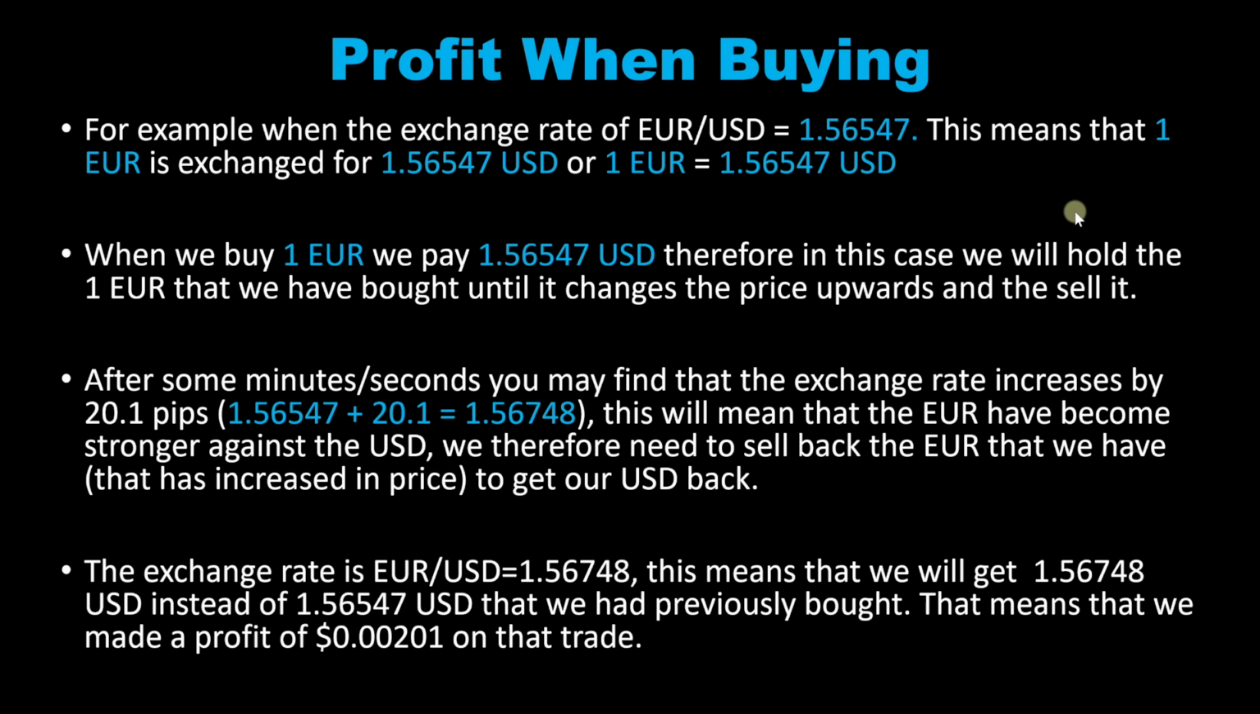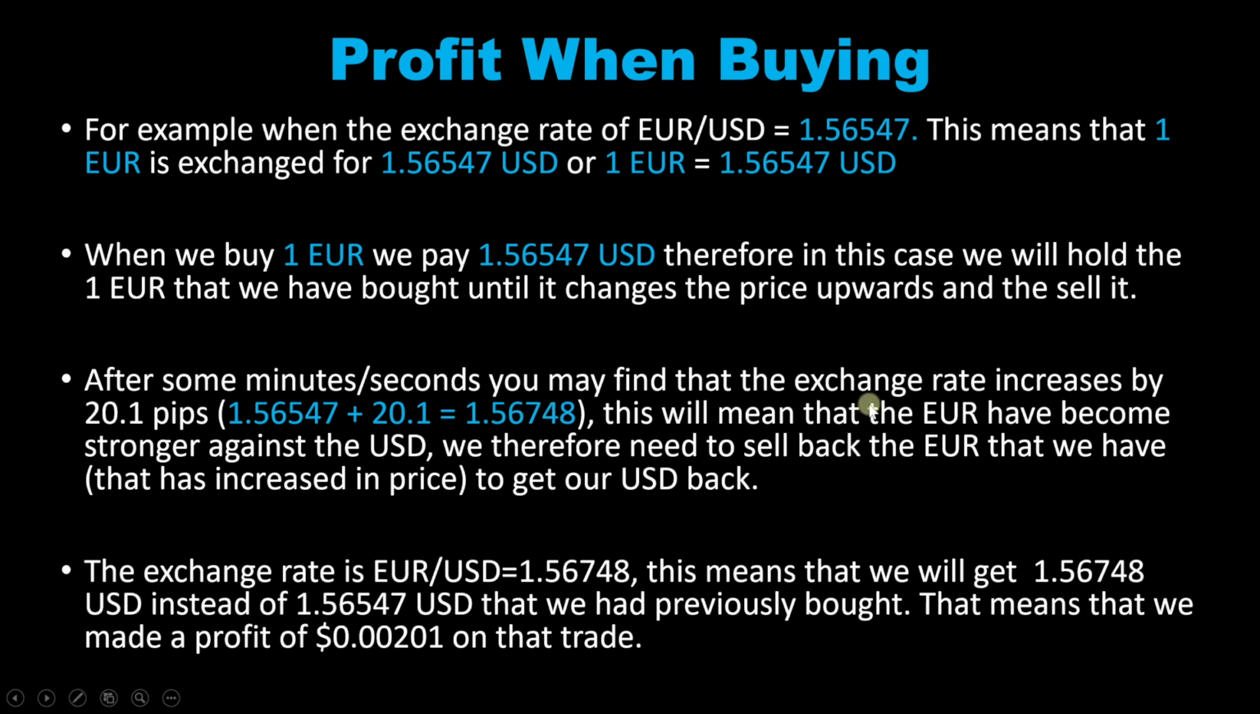We profit when buying. For example, when the exchange rate of Euro USD is this, it means that 1 euro is exchanged for 1.56547 USD, or 1 euro is equal to this USD. So when we buy 1 euro, we pay this amount. Therefore, in this case, we'll hold the 1 euro we have bought until the price changes upward. This is where we add the pips, because any price movement upwards will add these digits here, and then we profit with pips. So after some minutes or seconds, you may find that the exchange rate has increased by 20.1 pips, which brings our total to this.